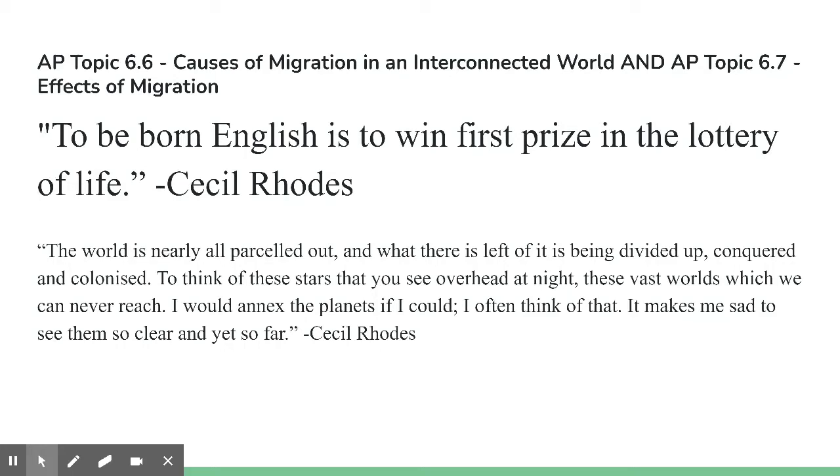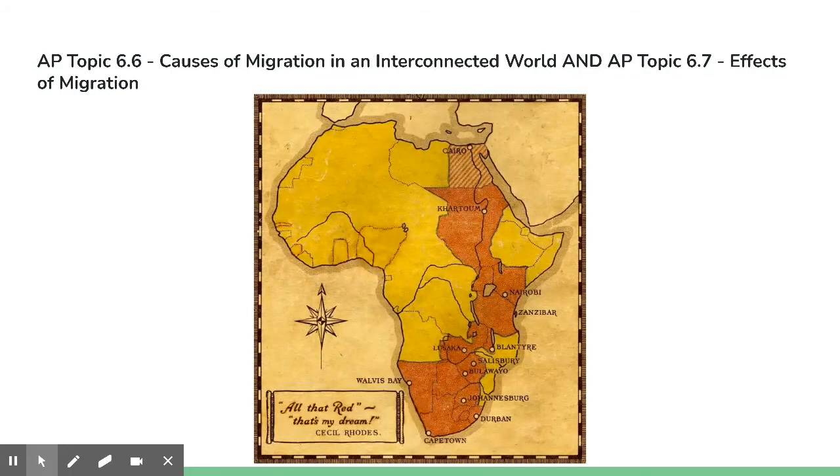He also said that the world is nearly all parceled out, and what there is left of it is being divided up, conquered, and colonized. To think of these stars that you see overhead at night, these vast worlds which we can never reach. I would annex the planets if I could. I often think of that. It makes me sad to see them so clear and yet so far. This shows his and the United Kingdom's belief in strong imperialistic ideas that they followed through with in their quest to take over all of Africa.